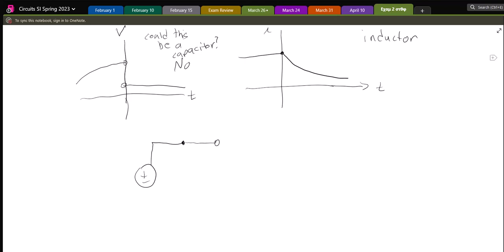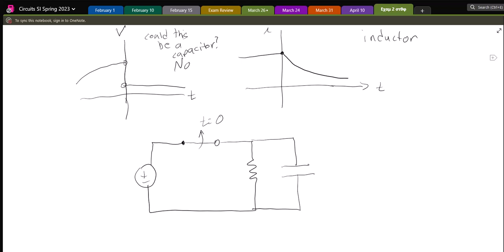This is going to be a switch at t equals 0. And I want to find, let's say this is 12 volts, always a good voltage. Let's say this is 2 ohms. And how about 0.5 farads for my capacitor?